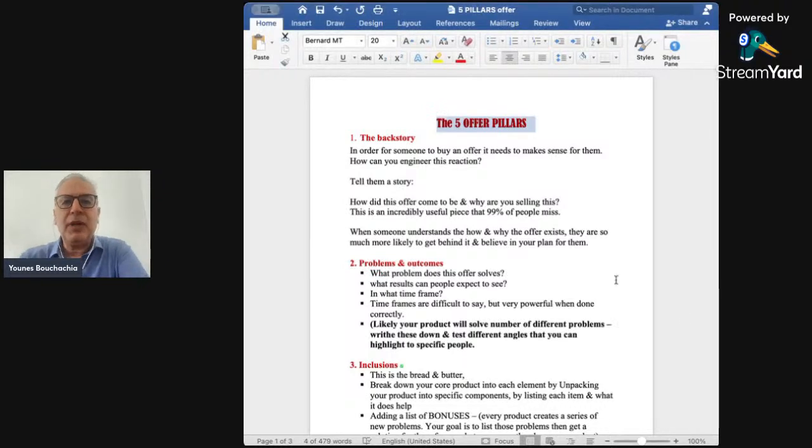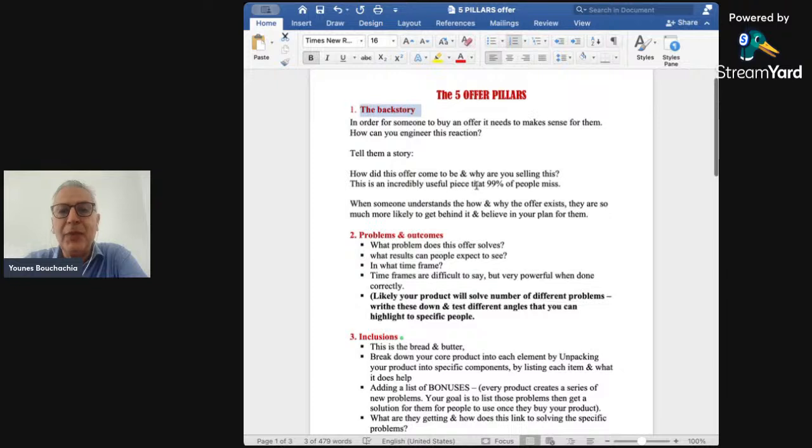The first thing we are trying to do when crafting an offer, the first element we want to include, is the backstory. The backstory is immensely important because it speaks about where this offer is coming from and how it happened. Normally it speaks about how this offer came to light and why you are selling it. This is an incredibly useful piece that 90% of people don't do. If you can include the backstory, it will help immensely to move your offer and let people want to know more about it.